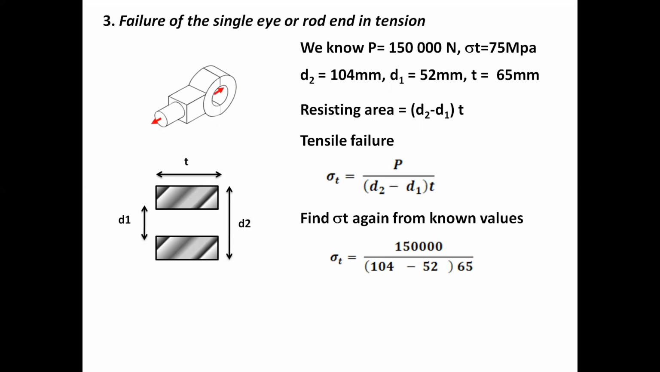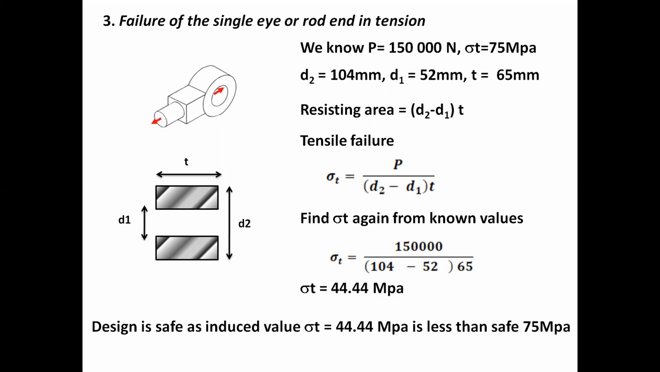So known values are 104, 52 and 65 for D2, D1 and T. So that gives us one more times sigma T. Sigma T comes out 44.44 megapascal. That means, by considering our standard values, which is D2 equal to 104, D1 equal to 52 and T thickness 65 mm, we got 44.44 megapascal as induced stress.